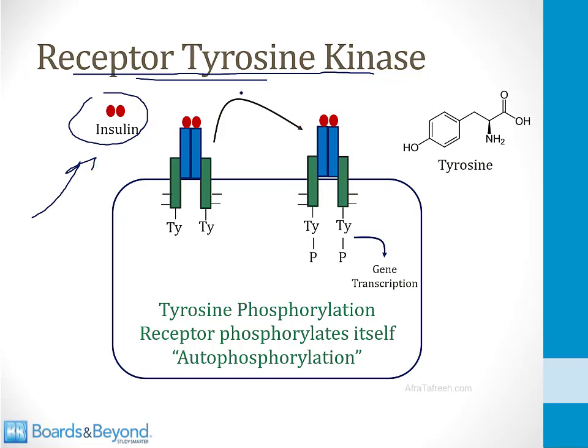What insulin does is it binds to a receptor that has tyrosine residues. Tyrosine is an amino acid, and there are some tyrosines sticking off of the receptor. Once insulin binds, those tyrosine residues become phosphorylated. And the phosphorylated tyrosine residues can interact with other cellular components that lead to gene transcription. This is sometimes described as autophosphorylation because the receptor phosphorylates itself.